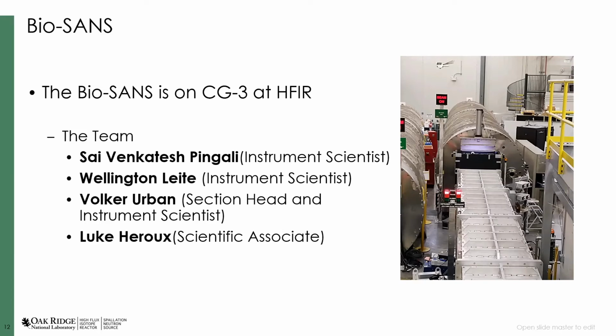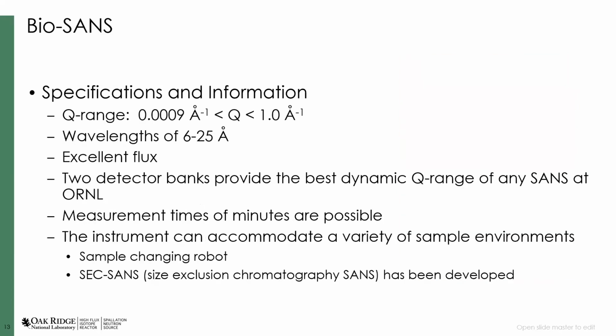The Biosens is very similar to the GP SANS in terms of capabilities. So the Q minimum is a little bit higher. I don't believe they have lenses at this point in time. Their Qmax is comparable at maximum of 1 inverse angstroms. Their wavelength minimum is 6 angstroms, but they still go out to about 25 angstroms. They also have excellent flux.